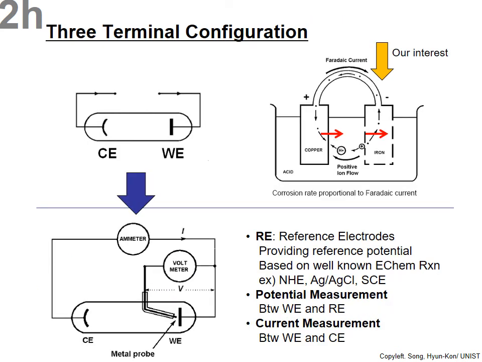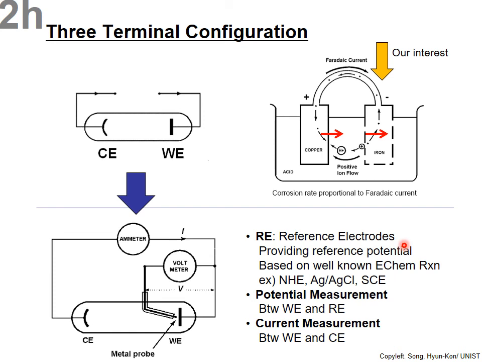It is time to go to three-terminal configuration. Finally, you have learned about the two-terminal configuration, working electrode and counter electrode. That's it. There are only two electrodes. In three-terminal configuration, of course, we will insert one more electrode into this electrochemical system. This electrode is called RE, or reference electrode.